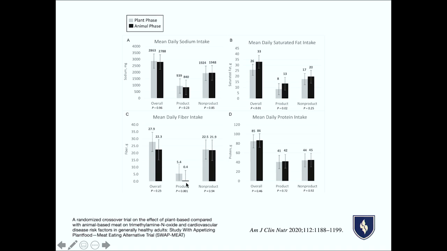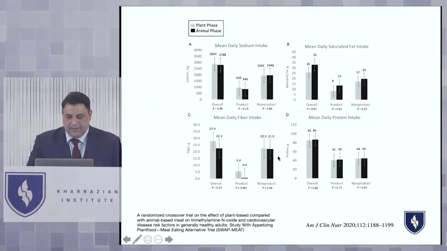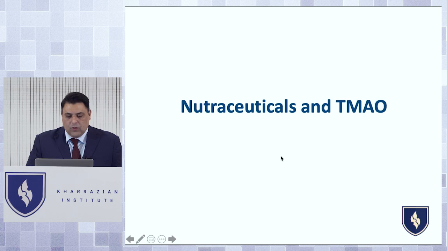So there's some changes and differences in saturated fat and fiber between these two groups that may have made some of these differences. Now, what about nutraceuticals? So the bottom line is with TMAO, if you actually have high TMAO levels, there could be some impact of dietary rich foods and choline like red meat and fish and cereals that are high in choline to increase TMAO levels.